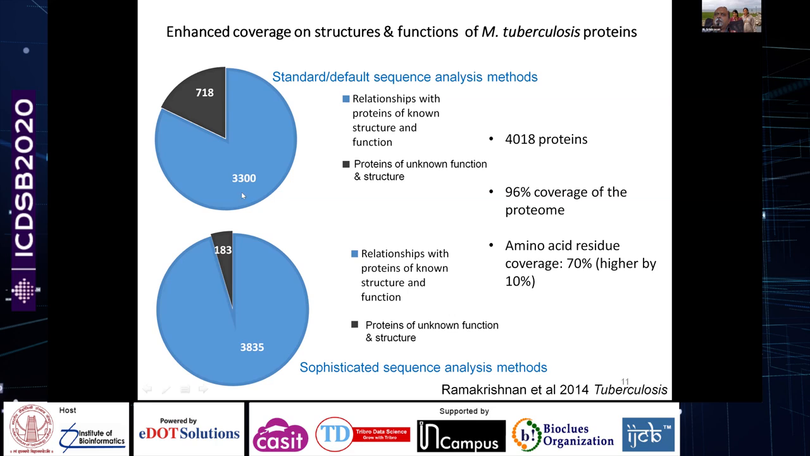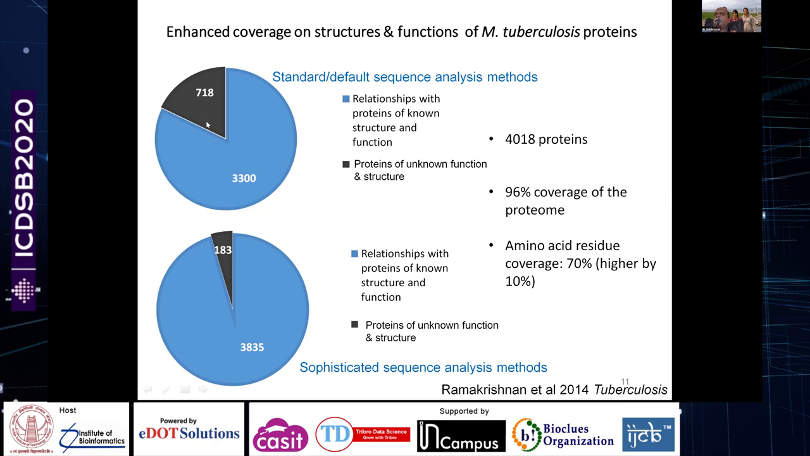out of about 4,000 gene products coded in the genome of TB, for 718, nobody has any idea about the function. For the rest 3,300, there is some idea. But if you work hard enough using many sophisticated developments, including the one that I'm going to talk about now, then you can bring it down to 183. So in more than 580 cases, we are able to identify the function.